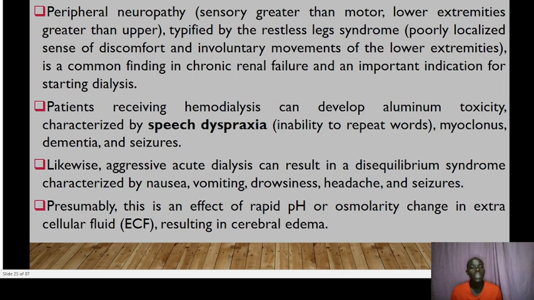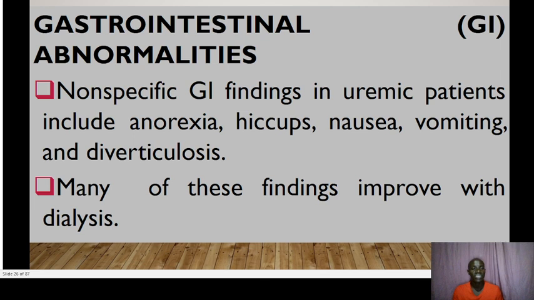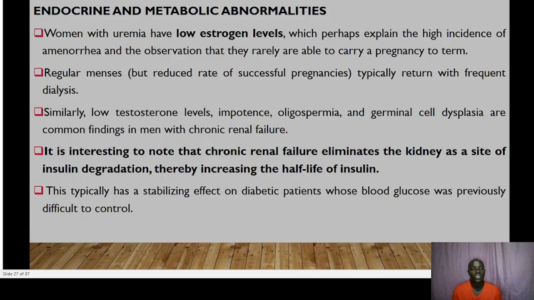Also, the patient could have speech dyspraxia. This is inability to repeat words. Also, myoclonus, dementia, and seizures. A patient with chronic kidney failure may also have gastrointestinal abnormalities. So GI non-specific findings in uremic patients could include things like anorexia, hiccups, nausea, vomiting, and diverticulosis.